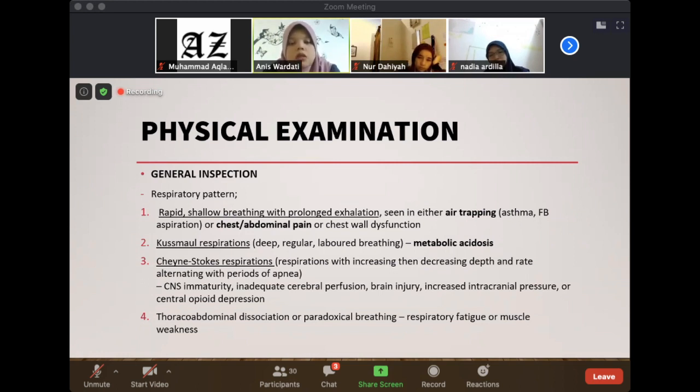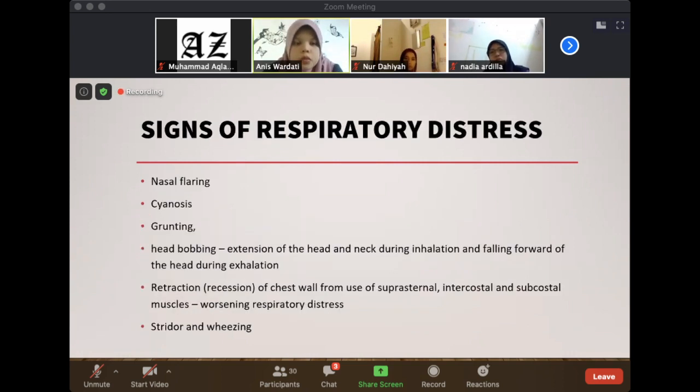This could be suggestive of paradoxical breathing, meaning that during inspiration, the chest is lowered down and the abdomen is raised up. It should be the other way around. So this indicates respiratory fatigue or muscle weakness. Okay, so these are the signs of respiratory distress.